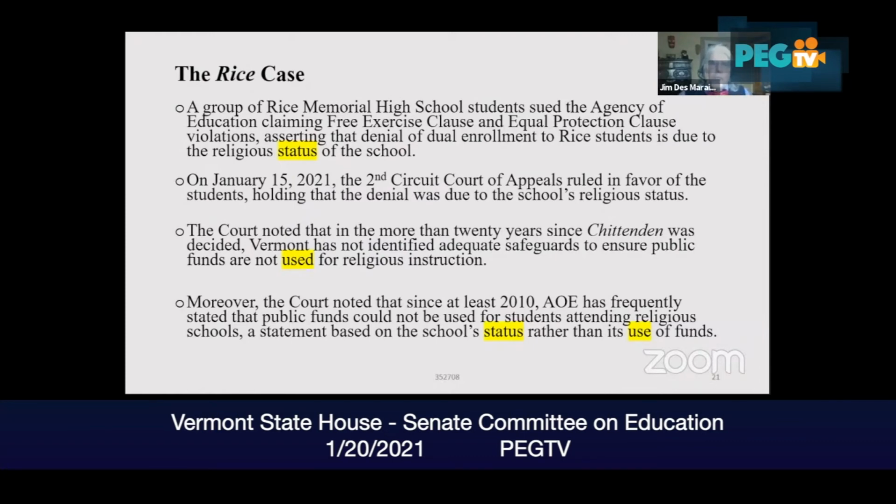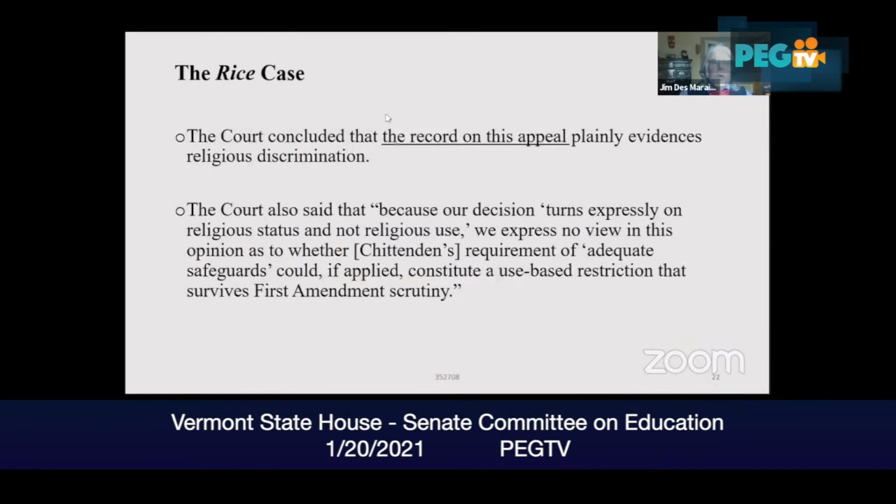So I'll pause here and say that the record before the court in this case was not great for an argument that the distinction was based upon use, not status, because of the fact that we haven't developed parameters to determine when safeguards are in place to ensure funds aren't used for this instruction, A, and B, both AOE and the district involved here basically said, we're denying you based upon your status. So the court concluded that the record on this appeal plainly evidences religious discrimination.